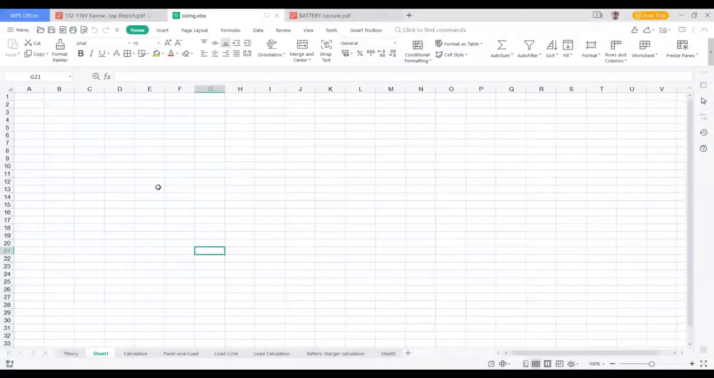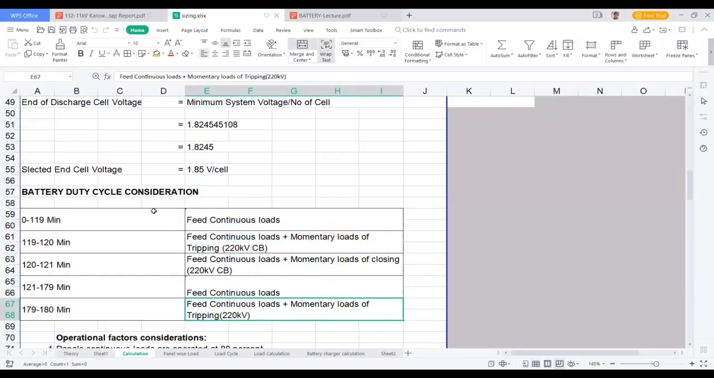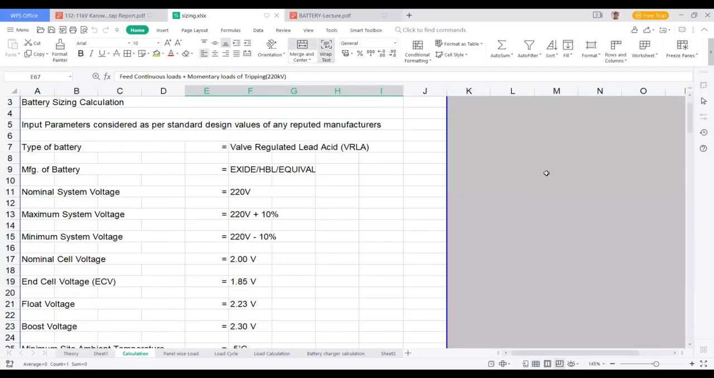Yeah, team, able to see the screen, the battery one, the calculation sheet? Yeah.